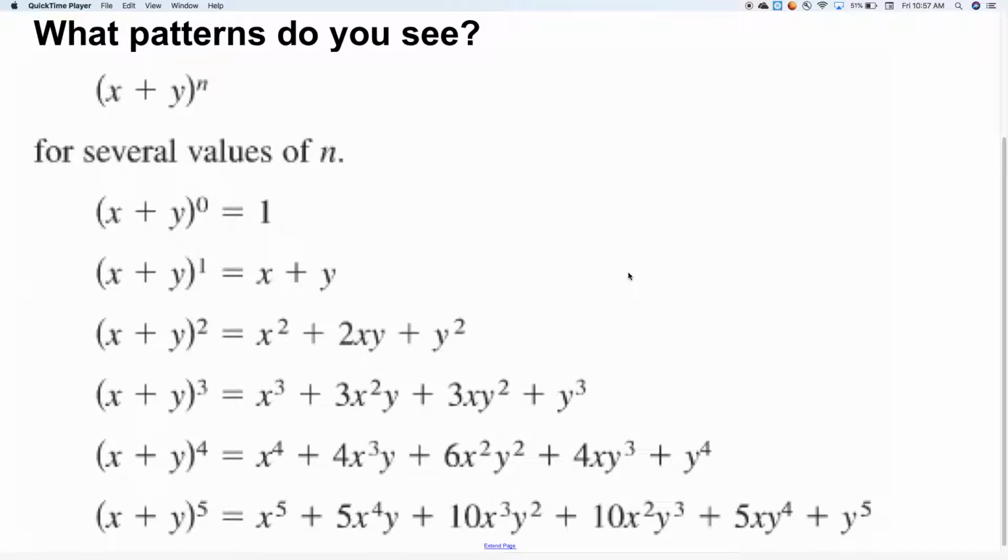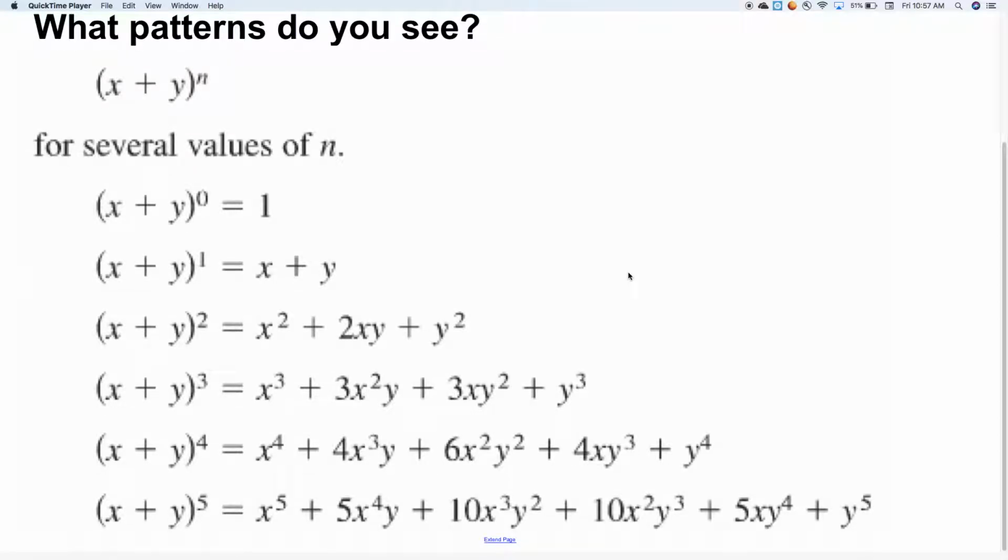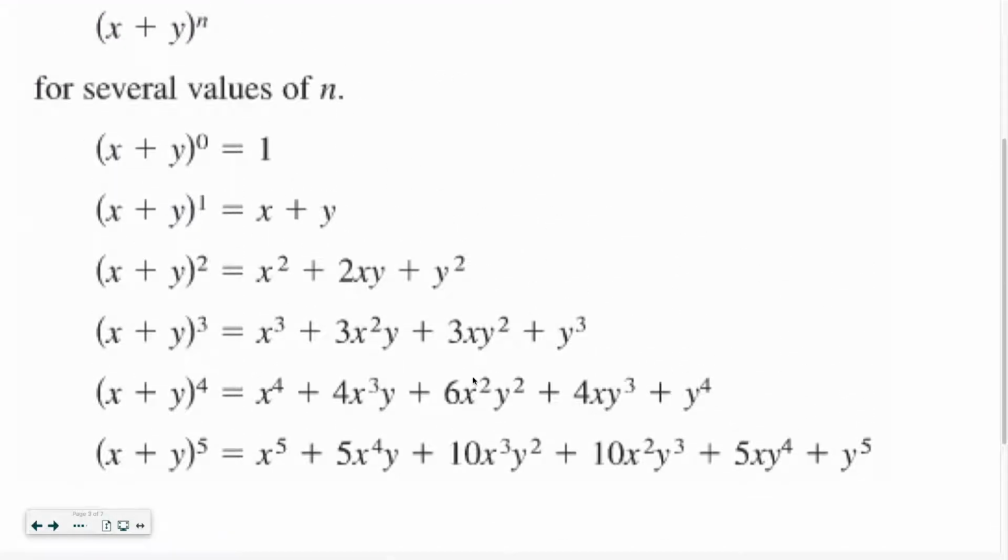X plus y is a binomial. It has two terms. It's being raised to the nth power. So the binomial theorem does all the work, so you don't actually have to multiply x plus y times x plus y times x plus y n number of times. So this has the work all done. Here's x plus y to the 0, x plus y to the first, x plus y to the second. And what I want you to do is look for patterns over on this other side.